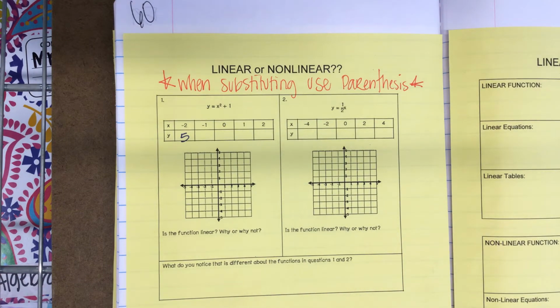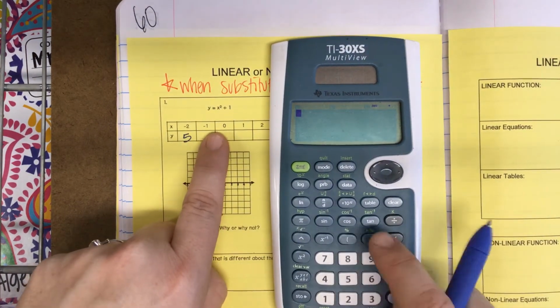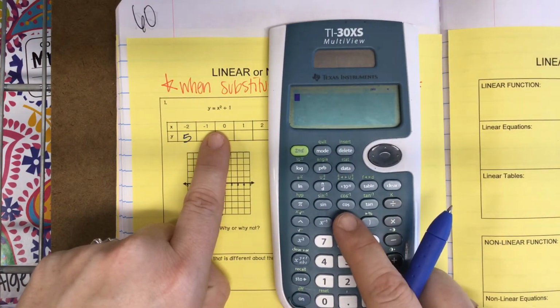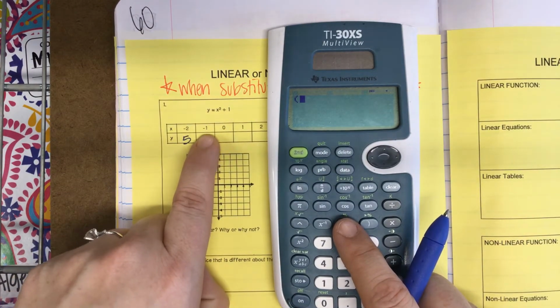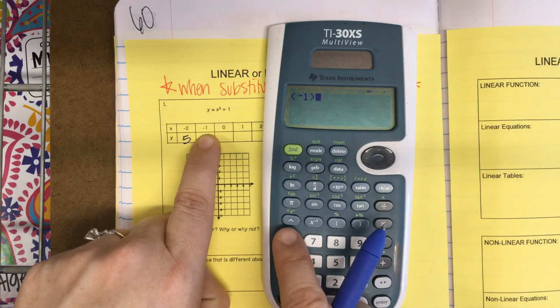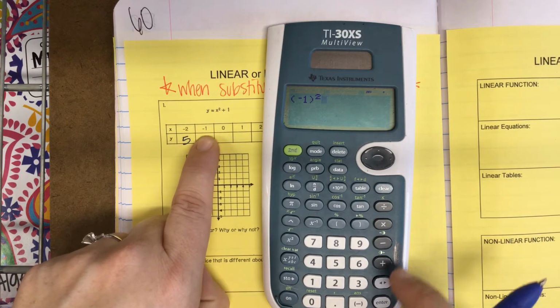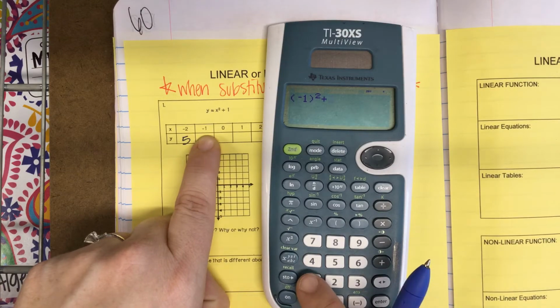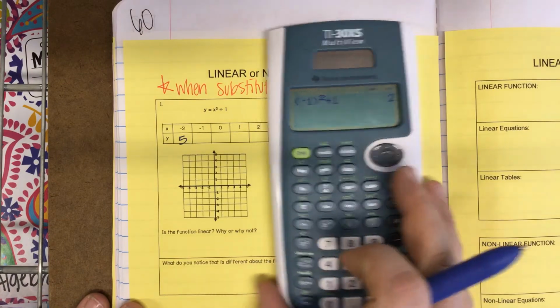Wait, how'd you do that? I'm so confused. So again, I'm stuck on this one. I don't know how you press the parentheses, because we're doing x squared, but my x value is -1, so I'm going to put -1. Then I'm going to press my squared button next to the 7. Plus 1. -1 squared plus 1 is 2.